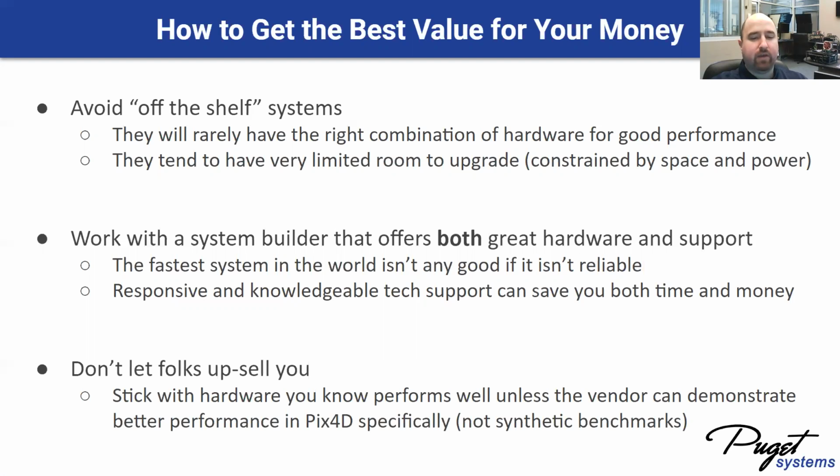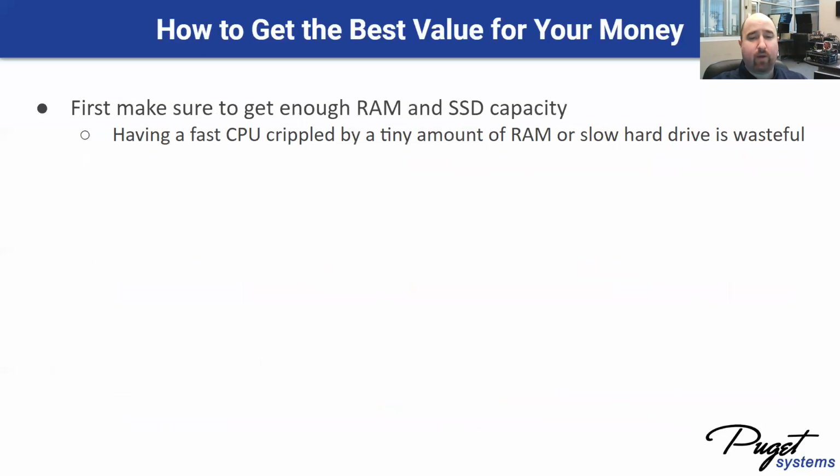And don't let folks upsell you. Stick with the hardware that you know performs well, either based on this presentation or other benchmarks you can find online from our website or others. Don't just let somebody talk you into something, because a lot of times, like you noted with those dual Xeon systems, that's a lot more expensive. Someone might prefer to sell you that because they'd make more commission, but it's actually not going to give you better performance. And be careful of looking at synthetic benchmarks. Those can be useful in some situations, but there's very few of those that are going to behave exactly the way Pix4D does. So looking at actual real world benchmarks is the best way to go.